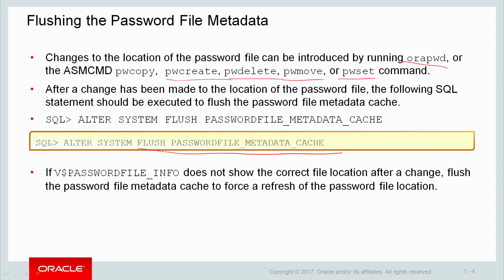You can look inside the V$PASSWORDFILE_INFO view to find out if it does reflect the current file location. So if it does not show the current file location after a change, you can flush the password file metadata cache to force a refresh of this password file location. We've got some other changes to do with password files later on in this lesson.